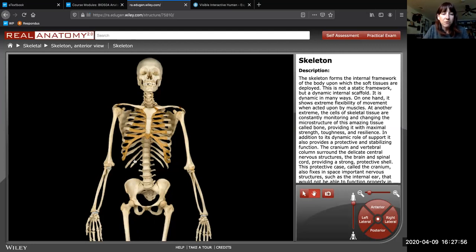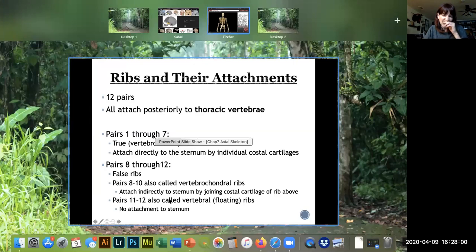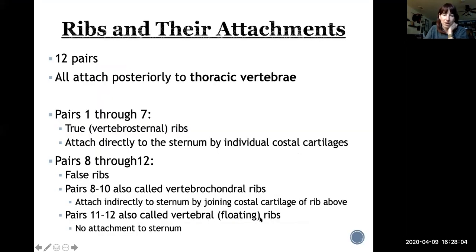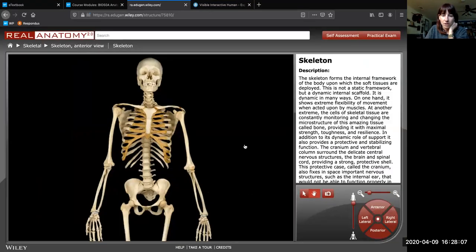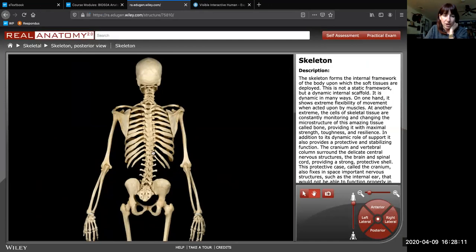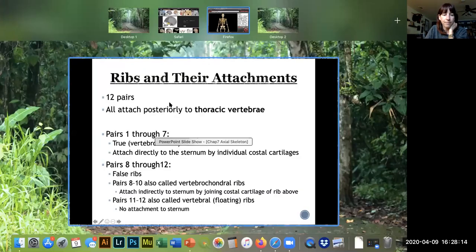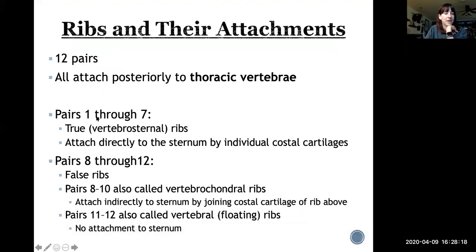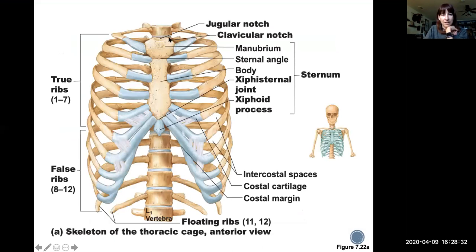This is also a false rib, false rib, false rib. And then you have two floating ribs, okay? 11 and 12 are also called vertebral or floating ribs because they only attach to vertebrae at the back. They don't even attach to the sternum in front. Okay, so no attachment to the sternum for pairs 11 and 12. So 1 through 7 are true ribs, 8 through 12 are false ribs, and 11 and 12 are also known as floating ribs. Okay, so here's another picture of that. So 1, 2, 3, 4, 5, 6, 7 true ribs. 1, 2, 3, 4, 5 false ribs, the last two of which are also called floating ribs, okay?